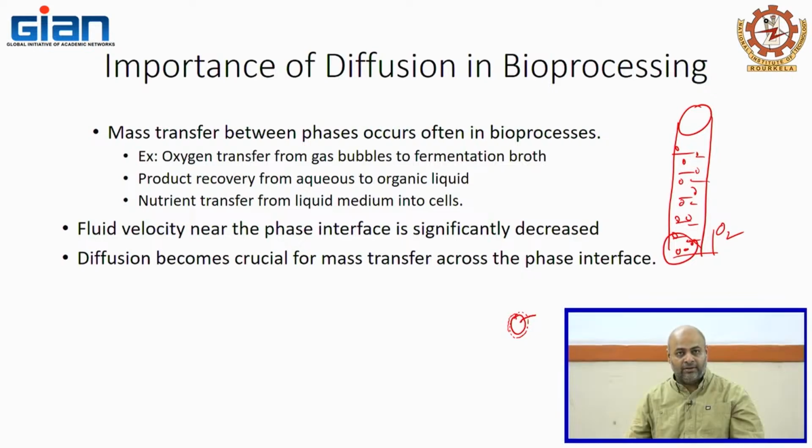Now, product recovery from the aqueous to organic liquid, and the nutrient transfer from liquid medium into the cell, are also going through phases, right? There are two phases, from liquid to solid. The cell is considered as a solid medium, not as a liquid medium. The fluid velocity near the phase interface is significantly decreased. Diffusion becomes crucial for mass transfer across the phase interface. Why?